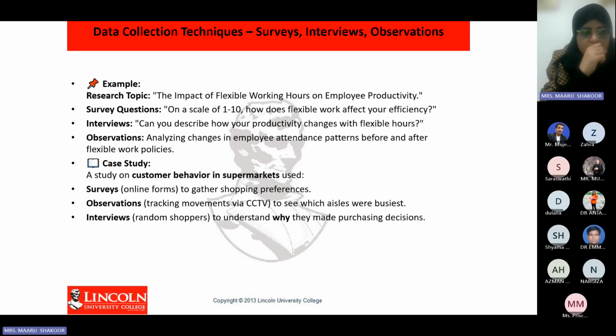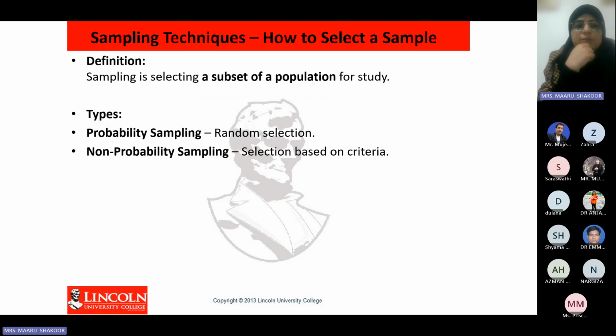Case study: here a study of customer behavior in supermarkets is used. What did they do? Survey: online forms to gather shopping preferences, which category people like the most. Observation: tracking movements via CCTV to see which aisles were busiest. Then interviews with random shoppers to understand why they made purchasing decisions. These all will help you to collect your data, and you will also be able to arrange it and structure it as well.